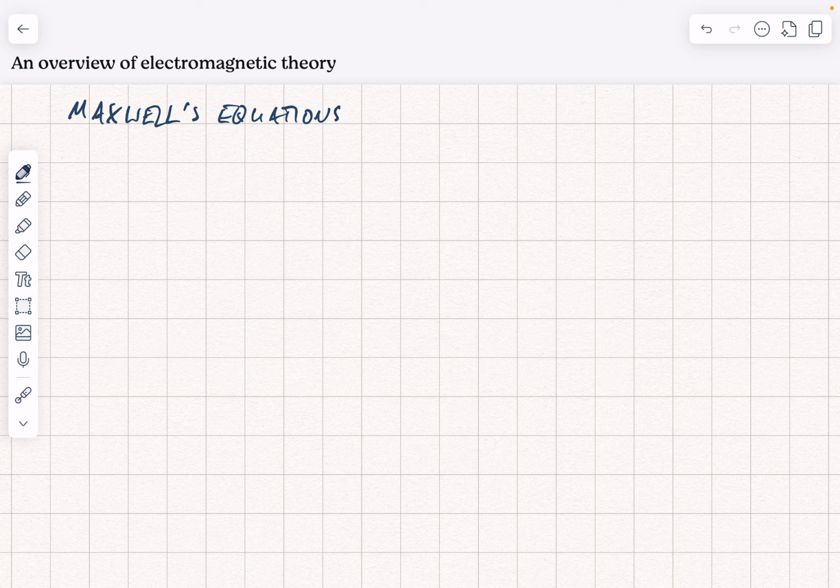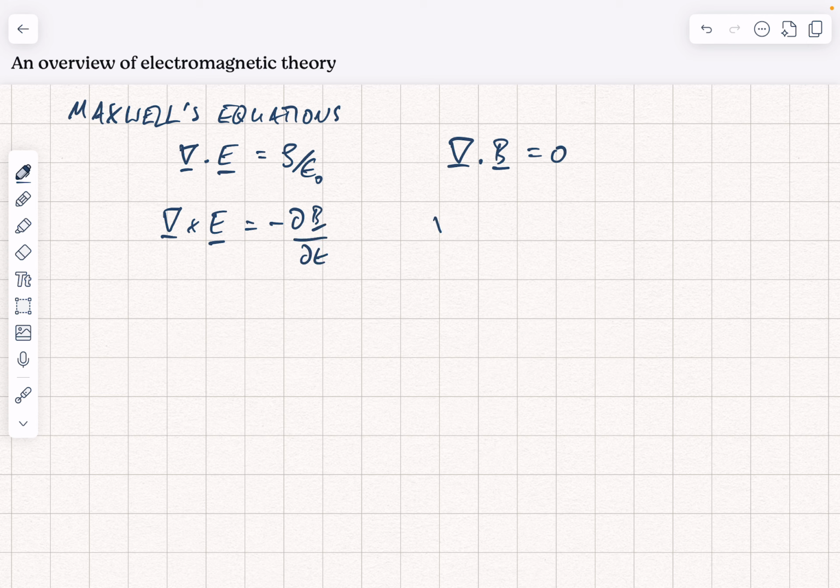And so just to remind you how these are written, we have the following. We have the divergence of the electric field is equal to charge density divided by epsilon naught. And we'll come back to what we mean by charge density in a little bit. We have the divergence of the magnetic field is equal to 0, which of course means there are no magnetic monopoles. We have that the curl of the electric field is equal to minus the time derivative of the magnetic field. And we have that the curl of the magnetic field is equal to mu naught times current density, again, we'll come back to the current density, plus epsilon naught mu naught dE by dt.